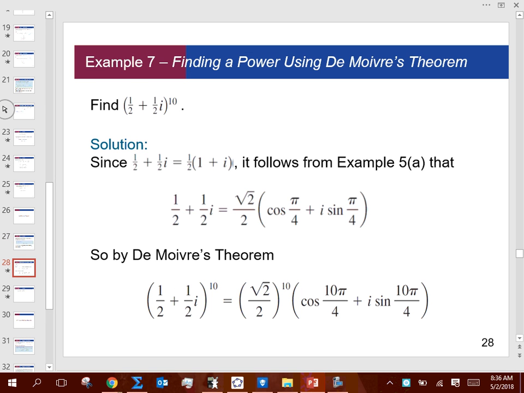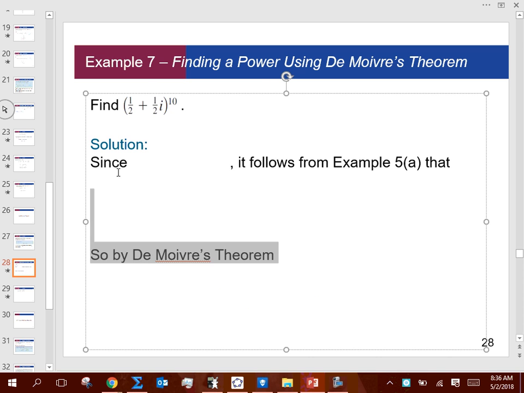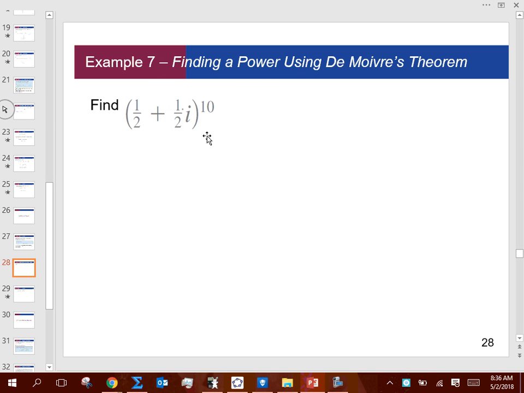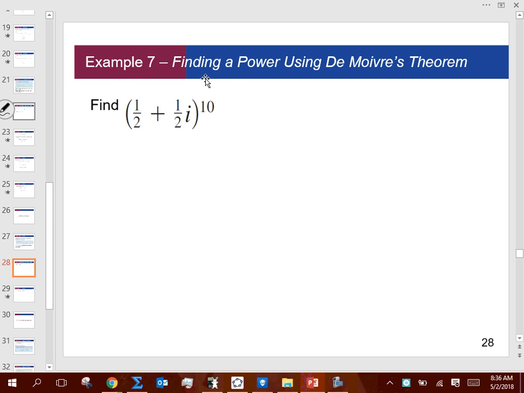All right. Now I'm using some numbers here that are just convenient for us because of the 1/2. So let's see here. Get rid of all this solution stuff. All right, so we're looking for 1/2 plus 1/2 i to the 10th. You do not want to do that algebraically. If you're doing that on a test or a quiz, you are going to waste precious time writing this thing out 10 times, foiling, all that kind of stuff.